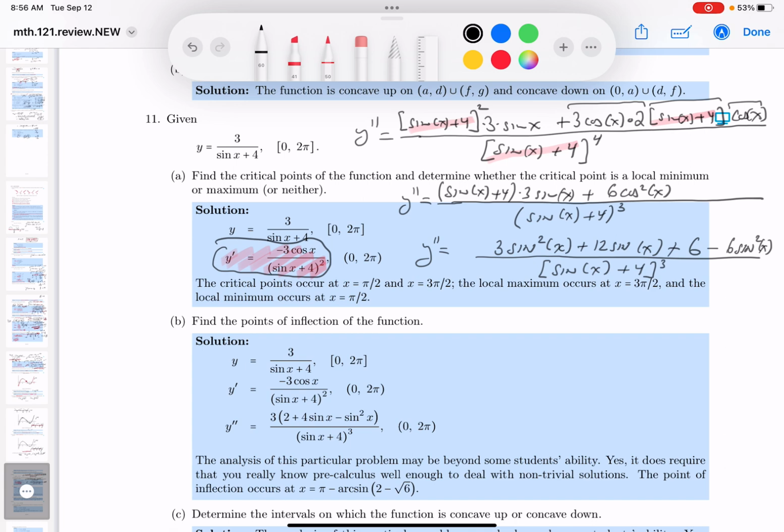Well, let me keep looking at this thing and see if maybe I can figure that out. And I'll write it down. And what do you get there? Minus 3 sine squared x plus 12 sine x plus 6 over sine x plus 4 cubed. I'm still not there yet, because the reason I wanted to see if I can maybe pull something out from that. And I'm going to pull out a minus 3.